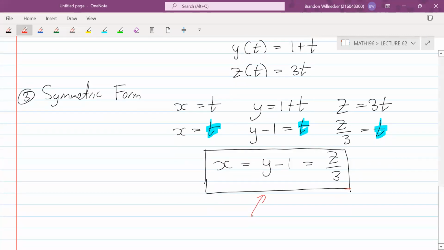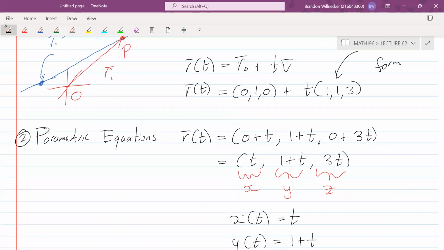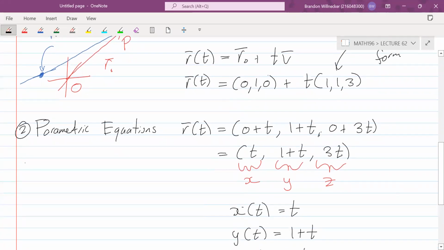Sorry, sir, can you please explain the second form again? Parametric equations. Yes. Okay, sir. Sure. So what we do is we take the vector form and we add it together to get a single vector.